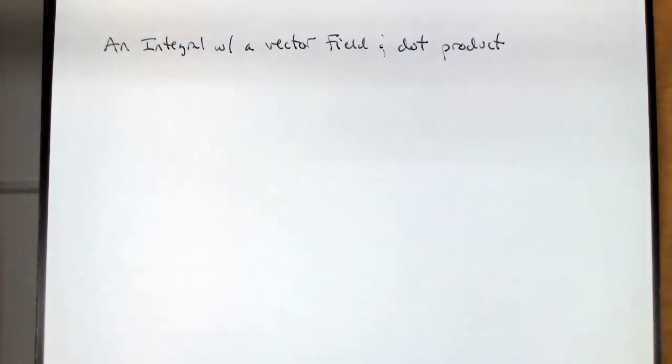So now that my function is a vector field, I have different kinds of multiplication available. One kind of multiplication is to multiply a vector by another vector with the dot product, and the result will be a scalar.